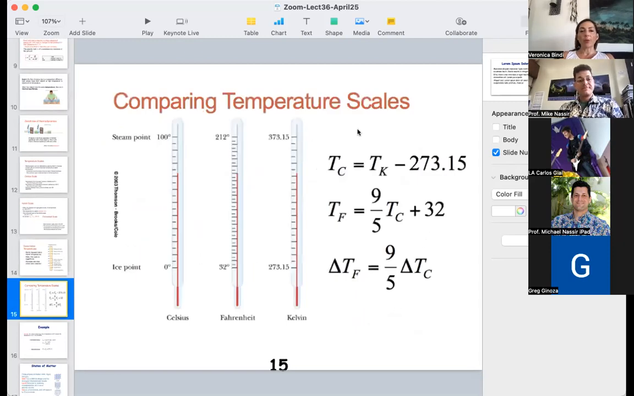So how can we compare temperature scales? If we have a Celsius temperature and want Kelvin, it is important that you take the temperature in Kelvin and remove 273.15. So it's pretty straightforward. And of course, you can go the other way around. If you need to find Kelvin, you just sum 273.15.